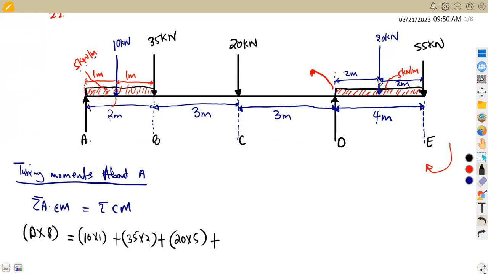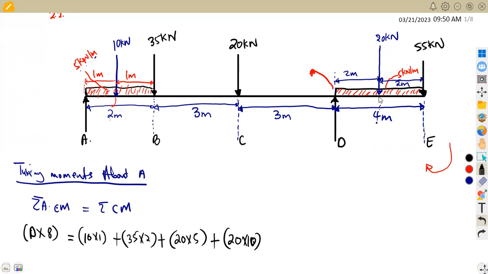Okay, let's start with here. From this point to this point is 2 plus 2 plus 3, which is 5. Then plus 3, which is 8, plus 2, which is 10. So it's 20 times 10. All right, so that's 20 times 10. Another one, which is 55.